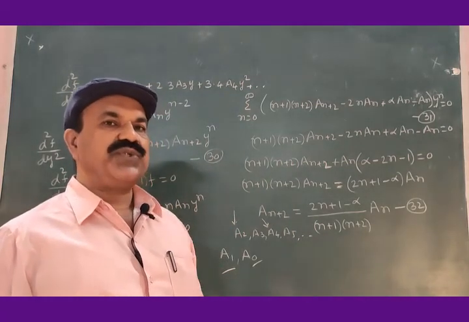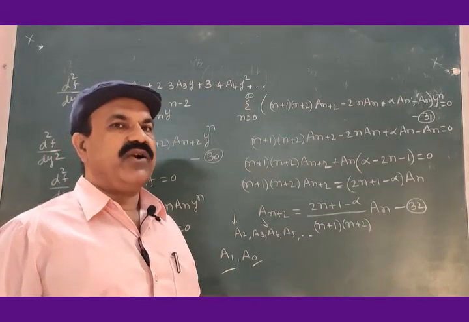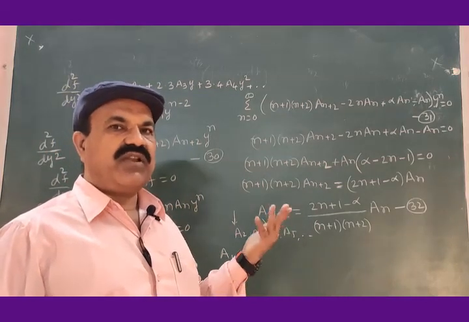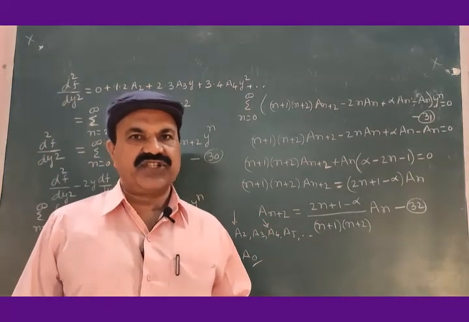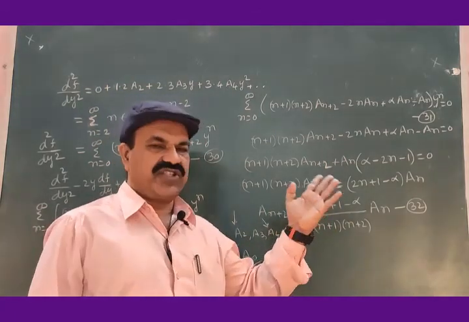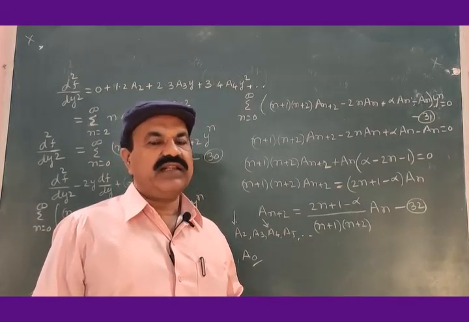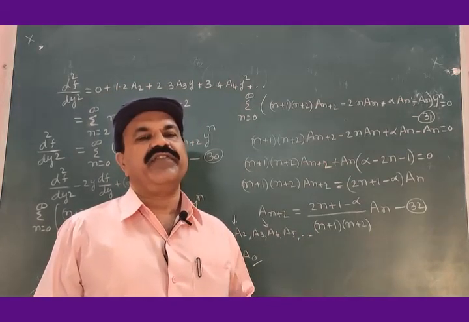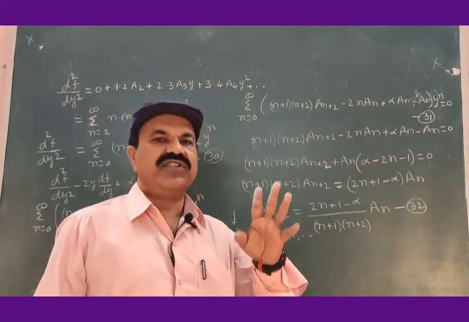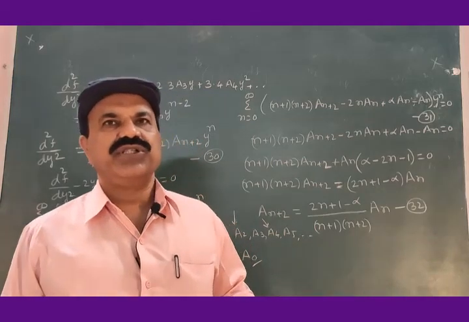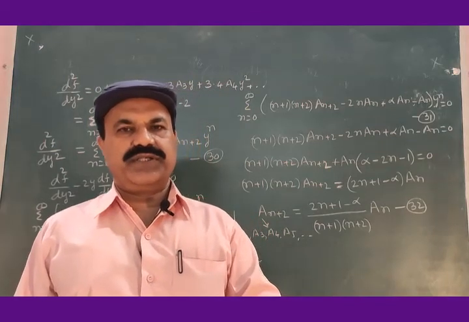This can be further used to get the values of a0 or a1, and depending on that, if it is solved to get the value of a0, all the even parameters a2, a4, a6, a8, a10 can be found using equation 32, and if it is used to get the value of a1, then the odd parameters a3, a5, a7, a9, a11 etc. can be found. So, this is about the harmonic oscillator. Hope you got it. Thank you.